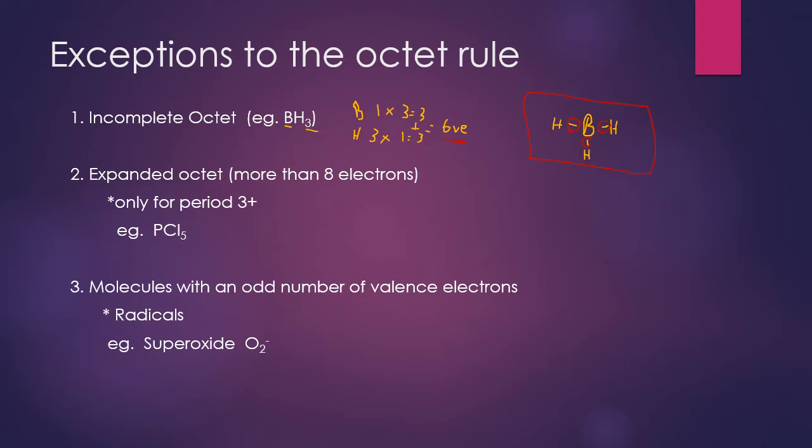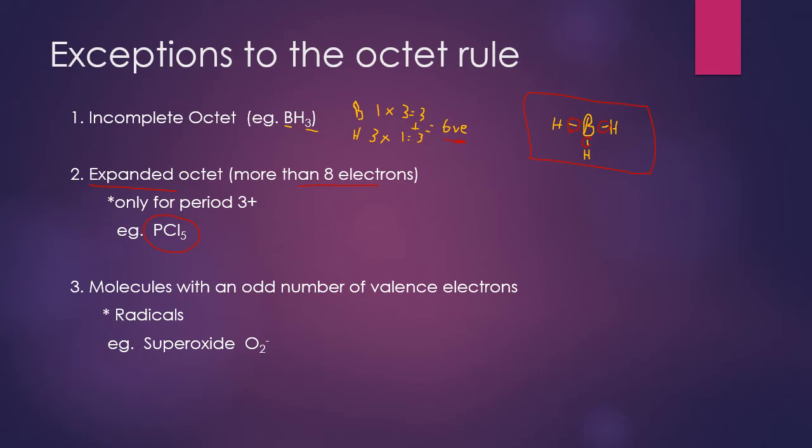Another exception to the octet rule is now an expanded octet. So notice for the first exception we said incomplete, meaning less than 8. Well, expanded then means more than 8 electrons. And we can see this only for elements in period 3+. And that's because elements in period 3+ have d orbitals. They have extra space to put extra electrons in. One of those examples would be phosphorus pentachloride.